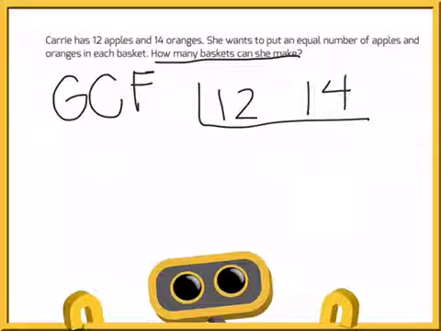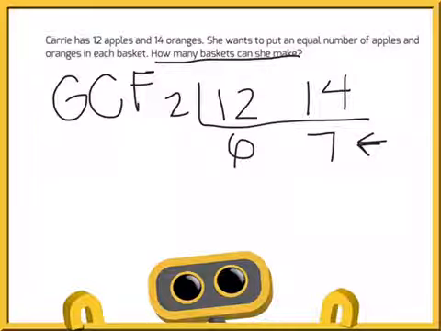I know that both 12 and 14 can be evenly divided by 2. 12 divided by 2 equals 6. 14 divided by 2 equals 7. So now I look at my remaining numbers, which are right here, and I think, are there any other factors that they have in common? And there are no other factors that 6 and 7 have in common besides 1. And as I've said a million times before, we don't ever want to factor out 1 because 1 is a factor of every single number. So it really gets you nowhere.